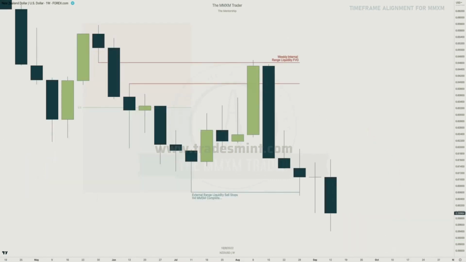Now on a weekly chart, New Zealand dollar versus the US dollar, again, we've got this time internal range into external range, right? So once we hit that internal range, we want to go and seek external range liquidity. That happens over here from this range high premium levels, right? So this fair value gap internal range makes sense to be a good point where we can reverse from, and then external range liquidity on the low side of this range.